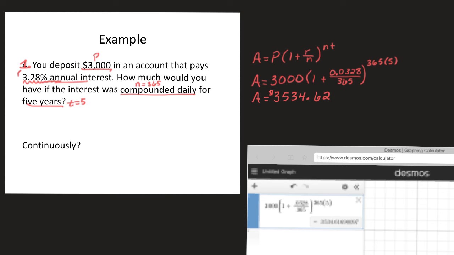If I want to do the same process, but they're telling me that it's compounding continuously, then I would use A equals P e to the RT power, where my principal hasn't changed. I'm still using $3,000. The multiplier now is this value e, which is roughly 2.7, raised to my interest rate. Again, use that as a decimal, so 0.0328 times the time. Again, it's been 5 years. So this is another calculation, and this is if you compound continuously. And I can type that in to find that value as well.